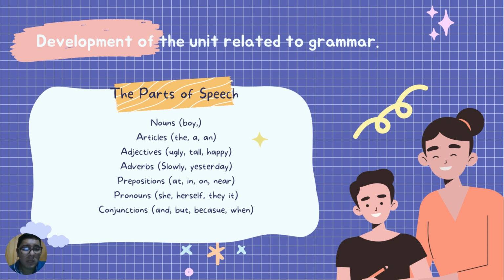A noun is a word that is used to mention people, objects, animals, etc. There are many examples, but I only included one, which is boy. Boy is an example of a noun.